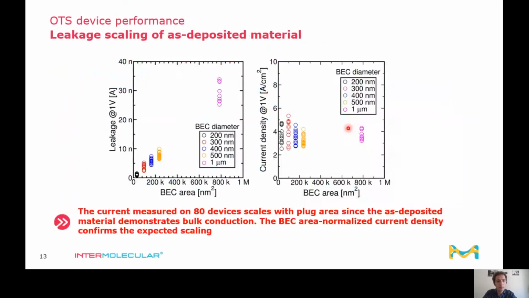And studying the OTS device performance, we started from the leakage. So we measured the leakage at 1 volt, and as we can see, we were able to clearly see the device scaling on 80 devices with different plug area, and normalizing the area, we were able to see that the current density was constant using different devices. So it is something that suggests that, as we expect, our material demonstrates bulk conduction before forming.